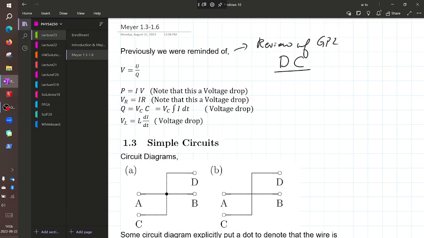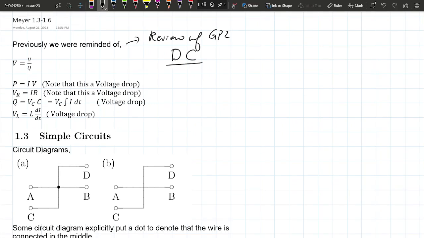Let's just get reminded of what happened Monday. We kind of reviewed General Physics 2. We went through Coulomb's law, and did electric field and then voltages. When we got to voltages, the idea of voltage is basically how much energy per charge is being carried around. It's basically the potential energy.